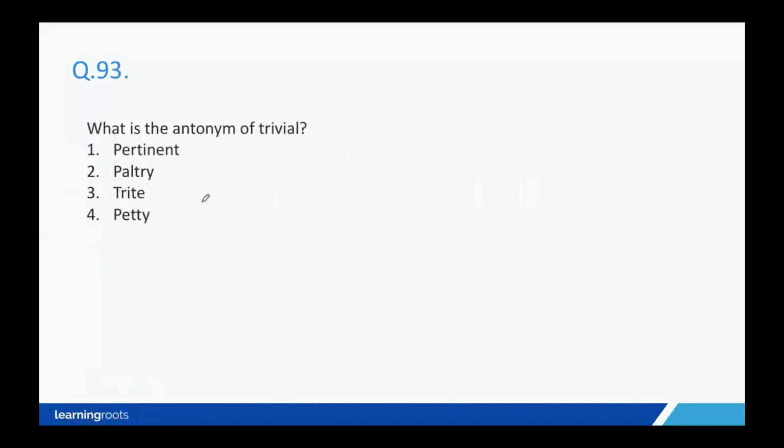Fine. What is the antonym of trivial? Trivial is something that is not so important. So if you want to talk about the antonym of trivial, it has to be something which is important. So it is something which is pertinent. Right? So pertinent is the antonym of trivial.